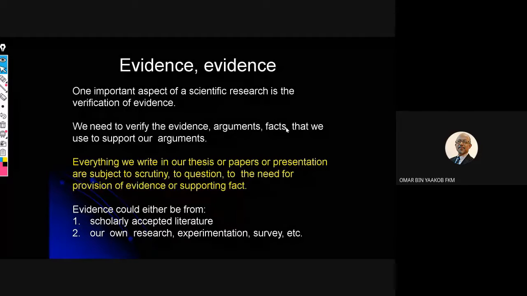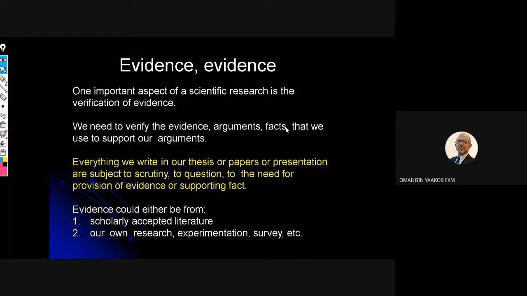One important aspect of scientific research is the verification of evidence. We need to verify the evidence, arguments, and facts that we use to support our arguments. So this point is very important from the beginning. I want to stress that everything you write in your thesis, in your papers, later you're going to write papers, articles, and so on, in your presentation, are subject to scrutiny, to questions, to the need for provision of evidence or supporting facts.